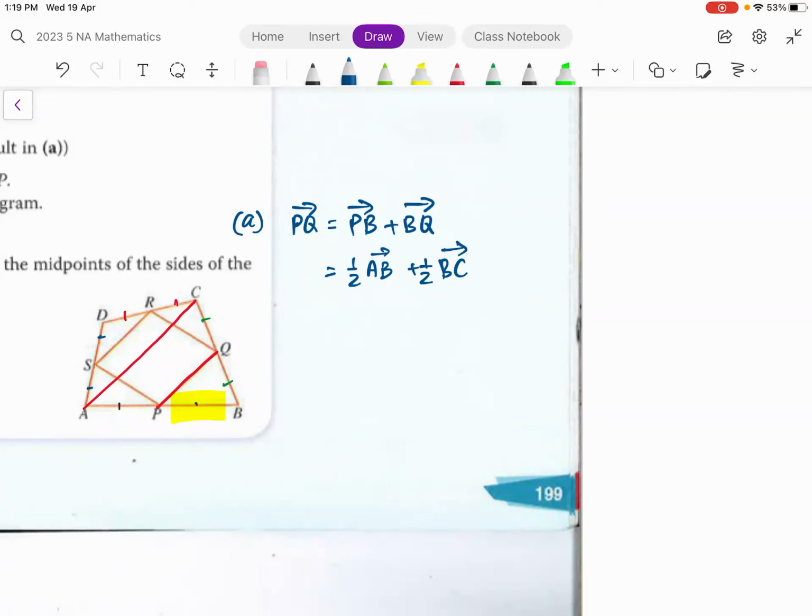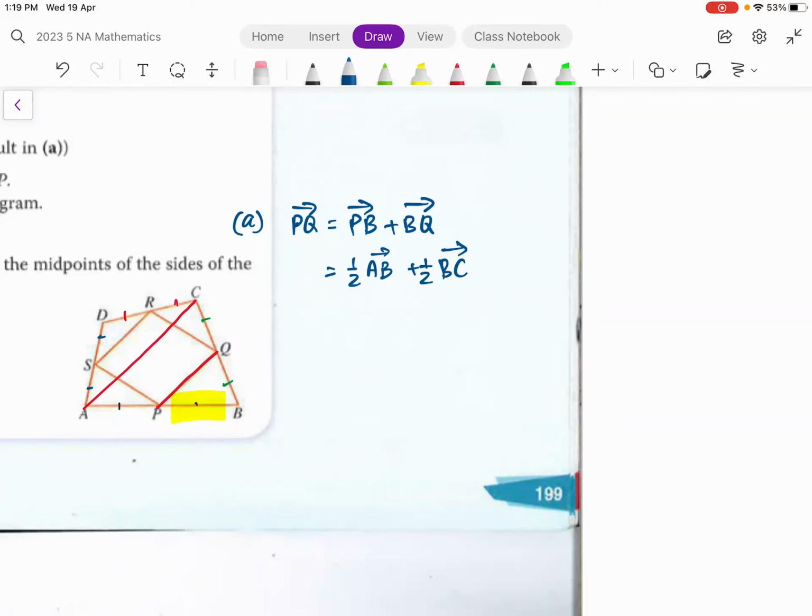Half AB plus half BC. You can factorize out the half. You can treat it like your algebra. Half AB plus BC. So AB plus BC is going from A to B and then B to C. So let's trace out the route A to B and then B to C. Isn't that the same as half of A to C? So we don't need brackets anymore already, right?